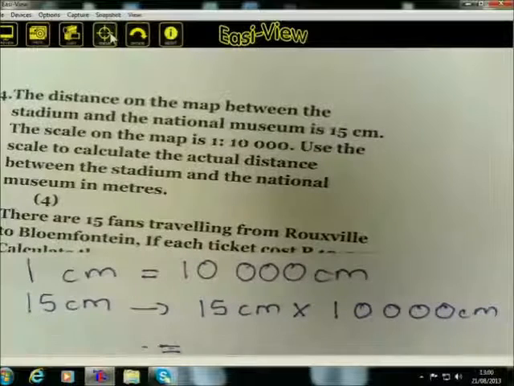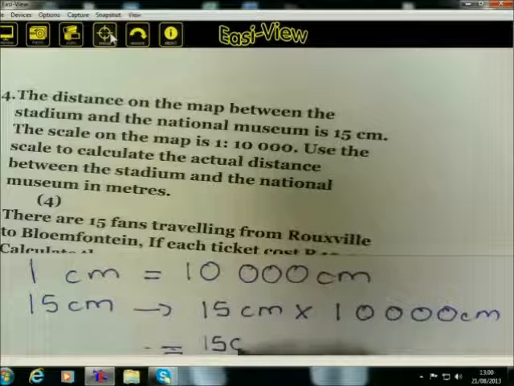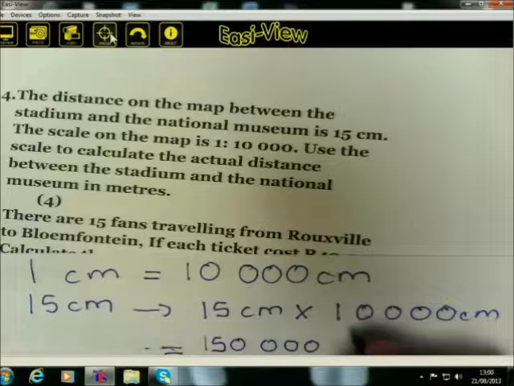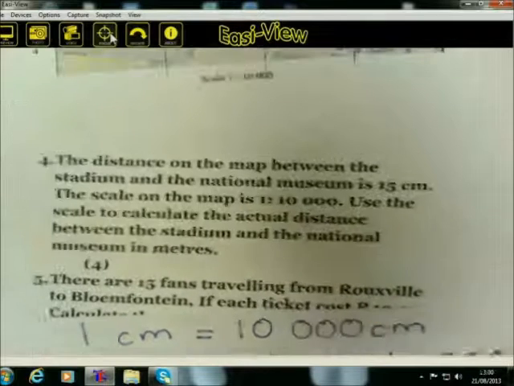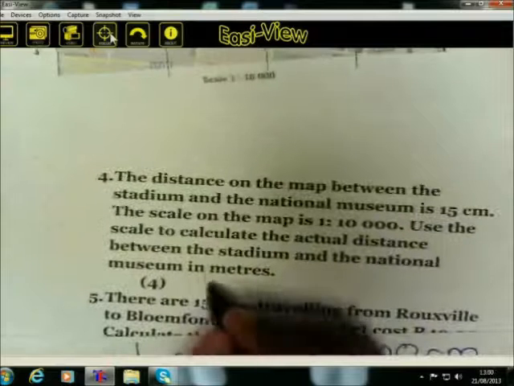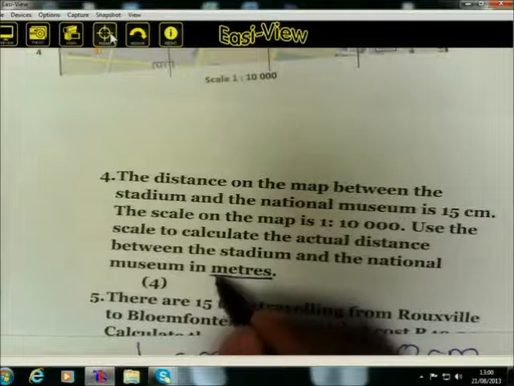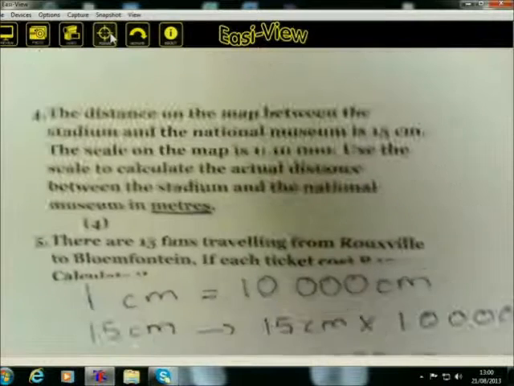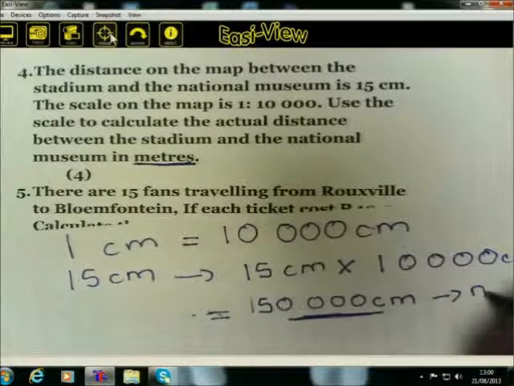15 multiplied by 10,000. It's 15, and then the zeros there. 1, 2, 3, 4. What is this number? 150,000 centimeters. Now remember, let us go back to the question. They said we must give now the answer in meters. We are expected to give the answer in meters, which means we have to convert now 150,000 centimeters. We have to convert 150,000 centimeters to meters.